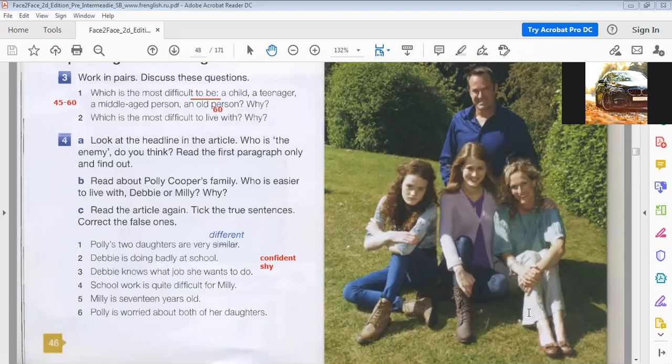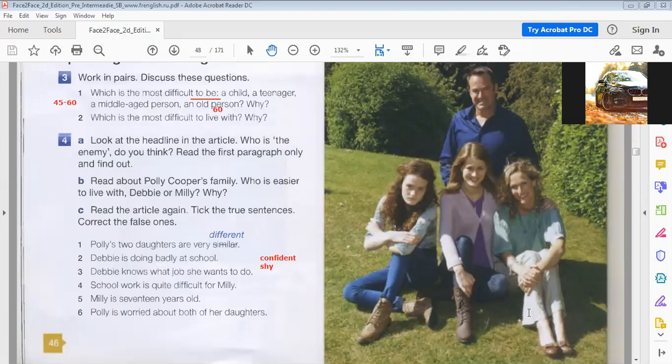Yes. Okay, but why? Hard to be, difficult to be, not to live with, to be. So they want you to imagine yourself as a teenager or a child or a middle-aged person or an old person. Just imagine and think to yourself, is this easy or is it difficult to be at this age? This is the question. Yes, an old person.